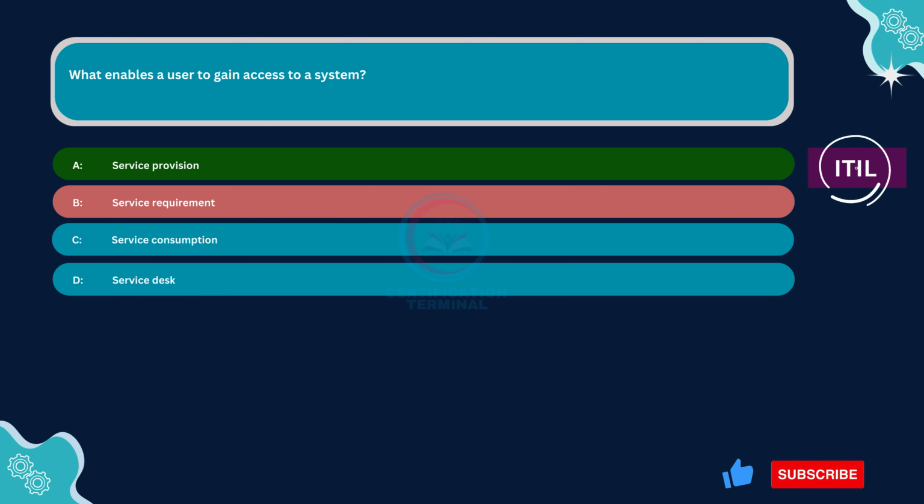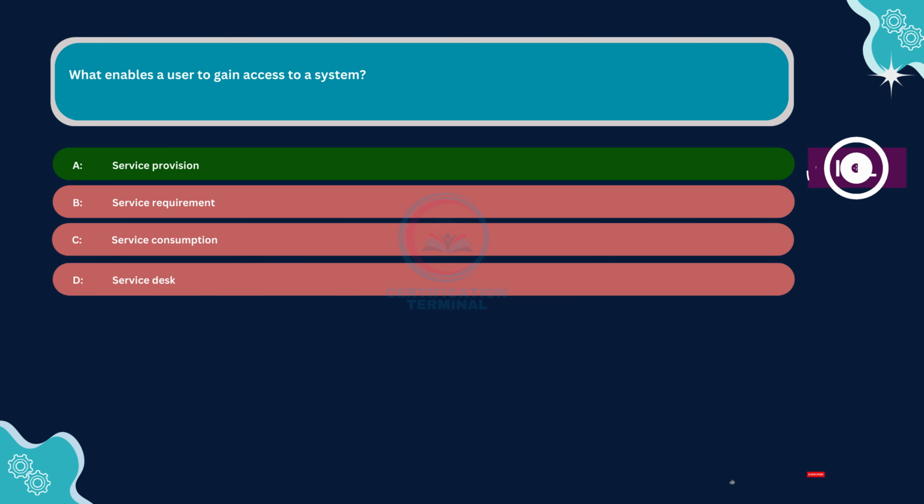Option B, service requirement, is incorrect. A service requirement is simply the need or desire for a particular service. It does not grant access to the system that provides the service. Option C, service consumption, is incorrect. Service consumption refers to the actual use of a service by a user. It does not grant access to the system in the first place. Option D, service desk, is incorrect. A service desk is a department or function within an organization that provides support to users of its services. While it plays a role in assisting users, it does not directly enable access to the system.